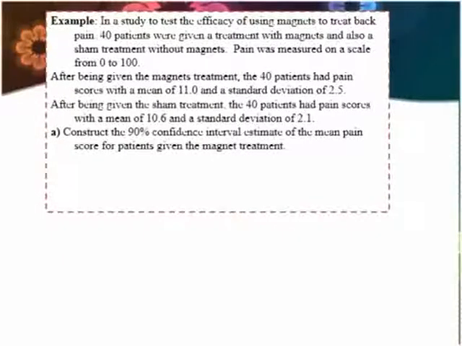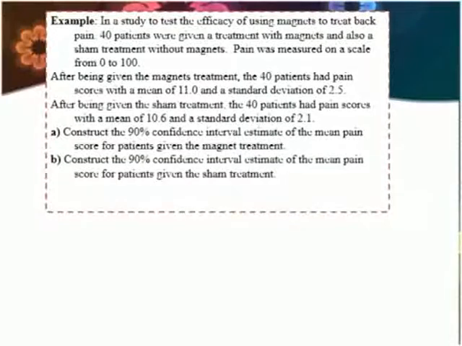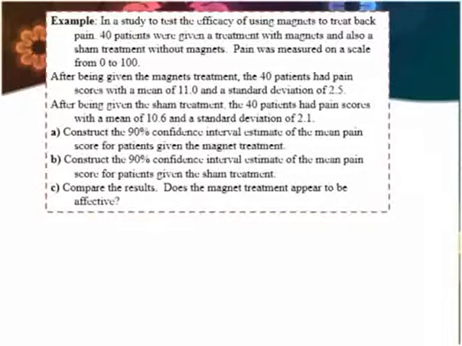First, let's construct a 90% confidence interval estimate of the mean pain score for patients who were given the magnet treatment. Then we'll construct a 90% confidence interval estimate for the mean pain score for patients given the sham treatment. And finally, we'll compare the results and ask the question, does the magnet treatment appear to be effective? So first of all, we need to calculate the degrees of freedom for this sample. If our sample size was 40, then our degrees of freedom will be 39.